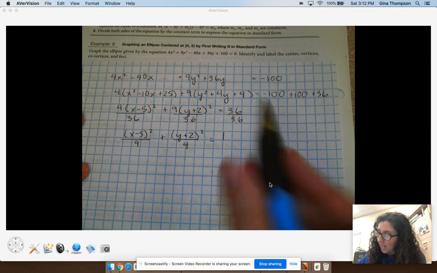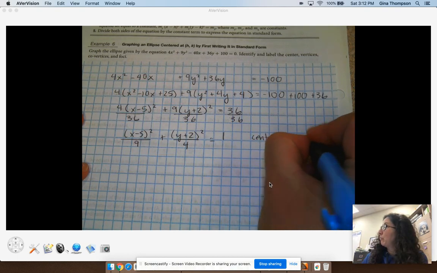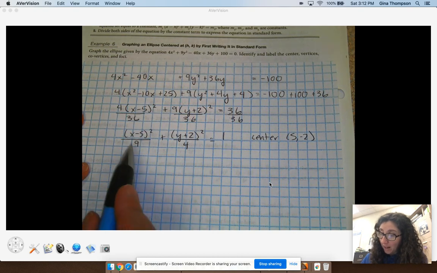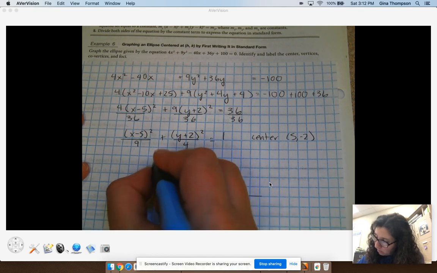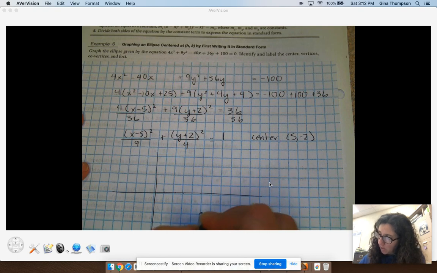We can find that the center is at (5, -2). The major axis is going to be x because this is a bigger number. So let's do that. 1, 2, 3, 4, 5, negative 2. Here's the center. Let's graph this.